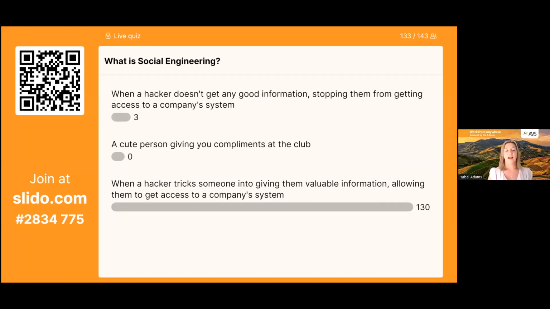Yes, you guys are correct. It is when a hacker tricks someone into giving them valuable information, allowing access into a company system. I'm glad none of you thought that social engineering is a cute person giving you compliments at a club.